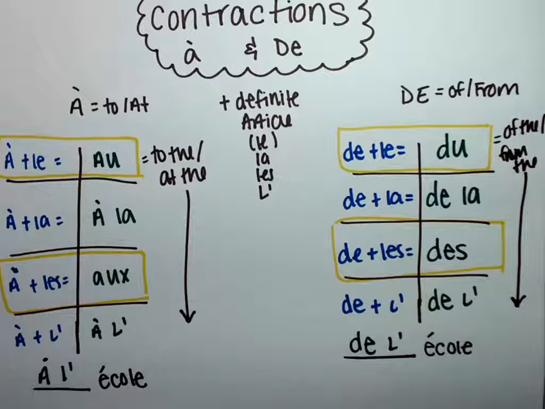Right? So contractions with à and de aren't super difficult. The only thing is that you just have to remember that out of all of these, there's only two that really change, the masculine and the plural. Those are the only ones that change. So if you can just remember what à and de mean, to the or at the, and from the or of the, and then you know that it goes with a definite article like le, la, les, or l'apostrophe, then you should be pretty all set, as long as you can remember that there's two forms, the masculine and the plural, that change.